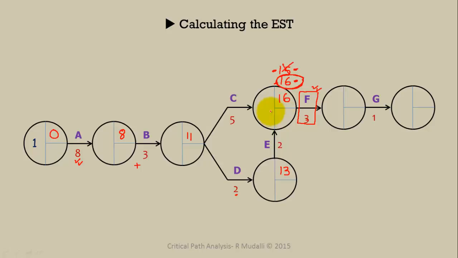Same now. 16 added to 3 gives us a total of 19. And 19 added to 1 gives us a total of 20.